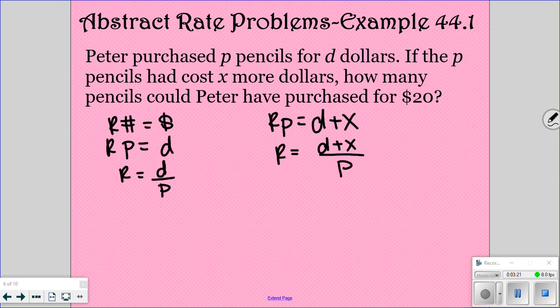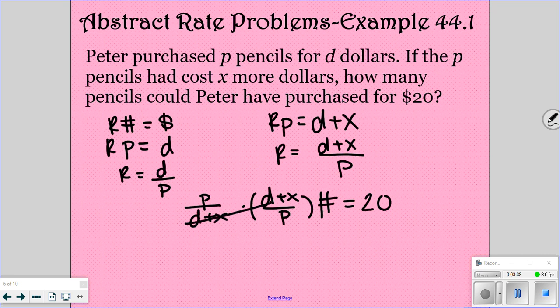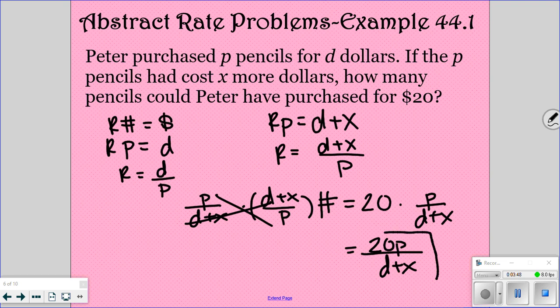And then we want to know how many pencils could he have purchased for $20. So our rate is D plus X over P. We don't know how many we purchased, but we know that we have $20 to spend. And so if you multiply both sides by the reciprocal, the number of items would be 20 times P over D plus X. And that'd be your answer.